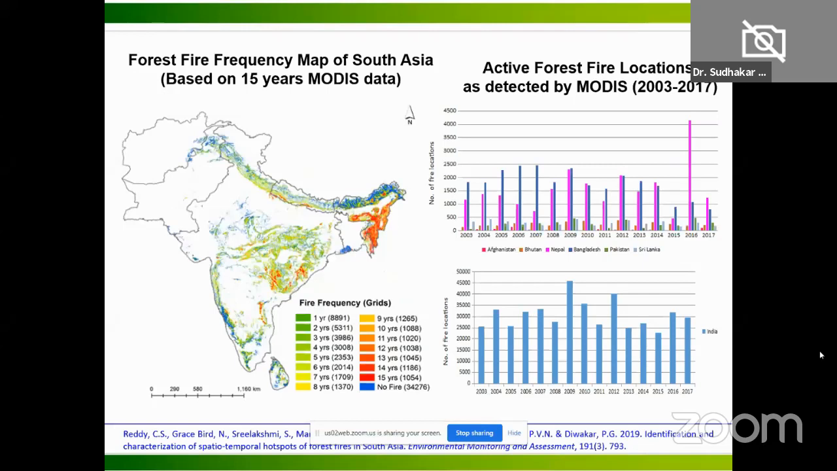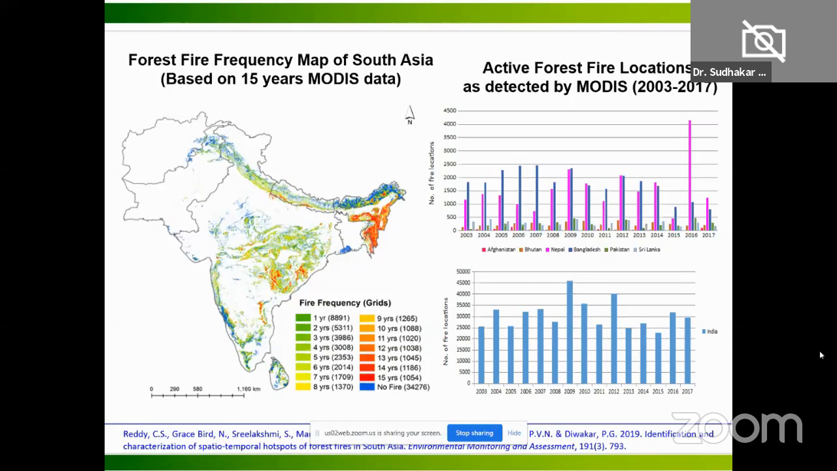Then with the remote sensing data, by using the geographic information system, we can identify the areas which are affected a single time, 2 times, 3 times, and more than 10 times. So this map of South Asia clearly shows that the areas which have been affected all the 15 years are mostly in Northeast India and also in Andhra Pradesh and Telangana. So this kind of information is very much useful not only for the research community but also to the conservation resource managers to take the appropriate steps in controlling and strengthening the fire management activities.